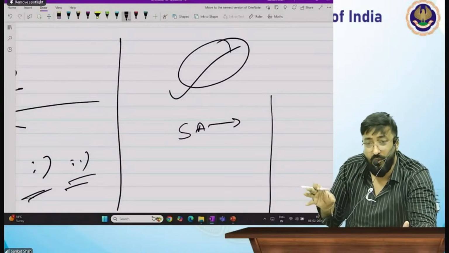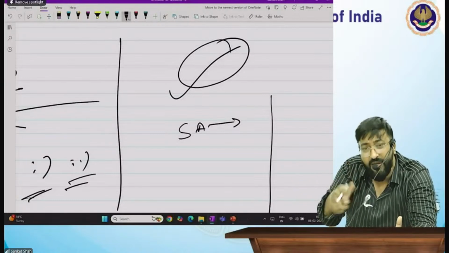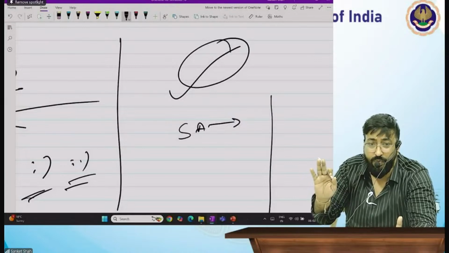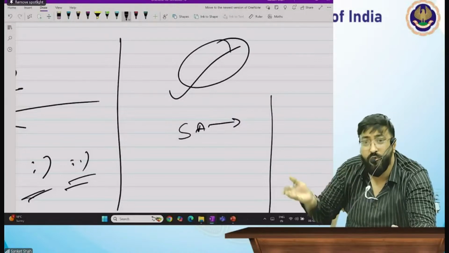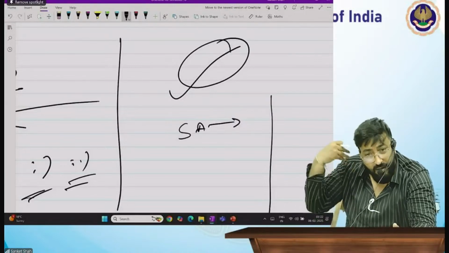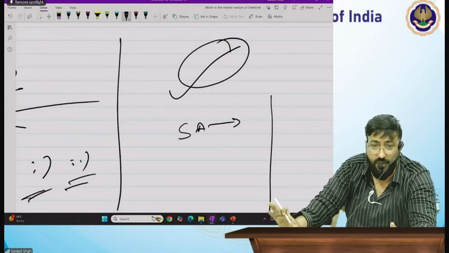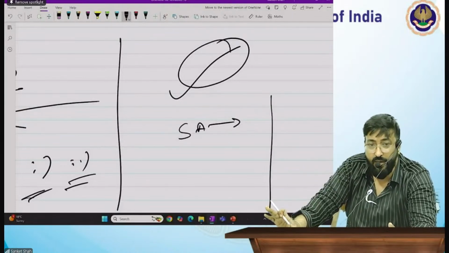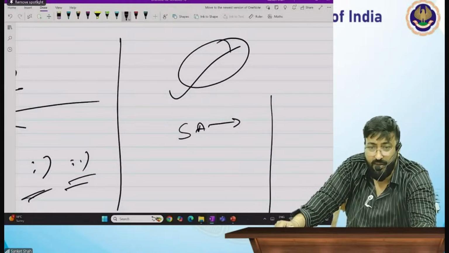Now, suppose you have studied audit from one faculty, take his classes only. If you have studied accounts from me, don't change your faculty. Topic badlega, tarika badlega. So watch my sessions only. Yes, sir. Okay. So these are the simple techniques I have given you.